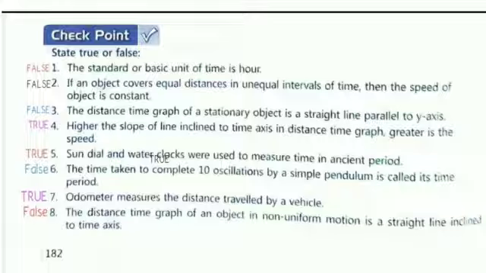Six. The time taken to complete 10 oscillations by a simple pendulum is called its time period. No, this is wrong because the time taken to complete one oscillation by the simple pendulum is called its time period. Time period means time taken to complete one oscillation. So this line is also false.